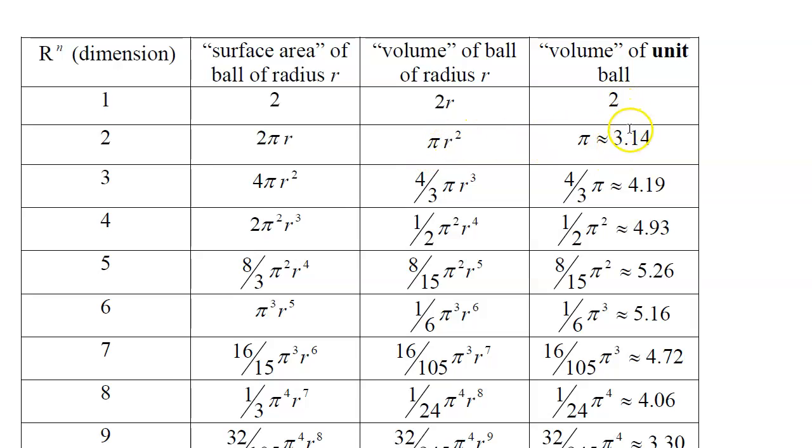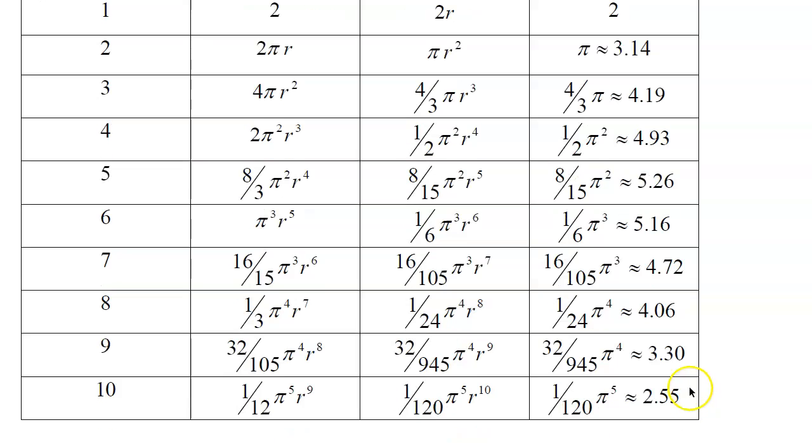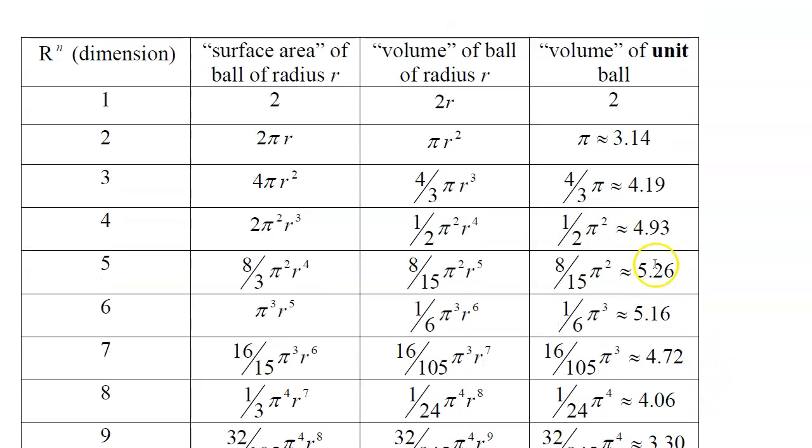Now notice the volume looks like it's getting bigger. The volume of a ball of radius 1 is 2 here, then 3.14, then 4.19, 4.93, 5.26. But then notice it drops down to 5.16, 4.72, 4.06, and then it keeps getting smaller and smaller. So why is it the case that in dimension 5, the volume of the unit ball sort of maxes out like this? What's so special about dimension 5?